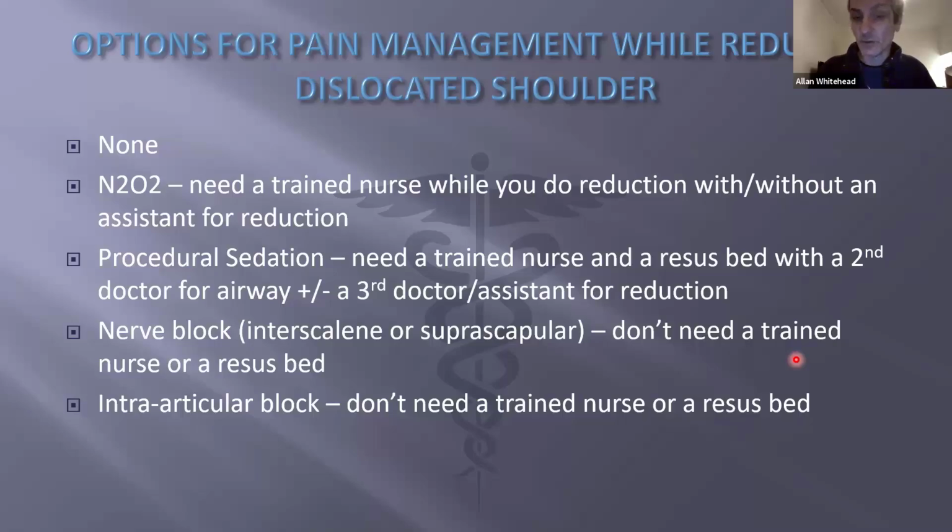Or you could do a nerve block, and there's a couple of nerve blocks that apparently work well for this area. I don't do many nerve blocks, and I certainly don't do these ones, so it's just what I've read. But an interscalene block or a suprascapular nerve block would give you anesthesia for this area, and you could then reduce a dislocated shoulder.